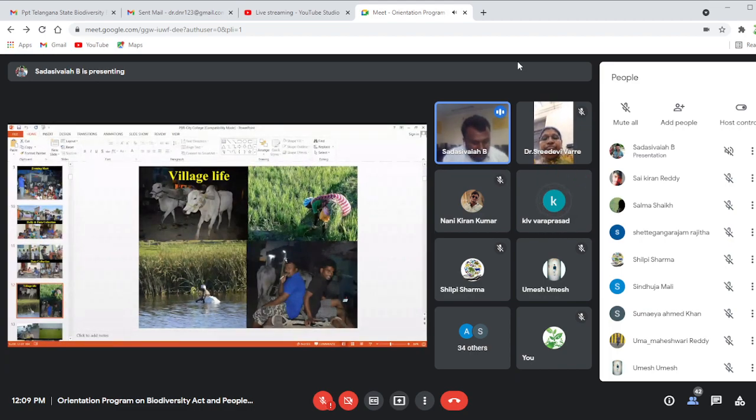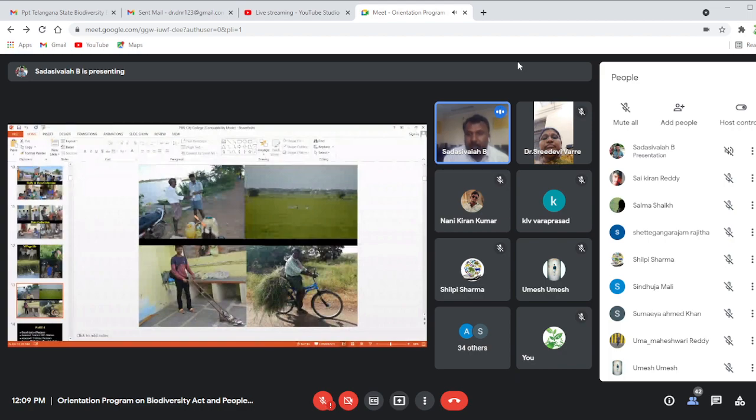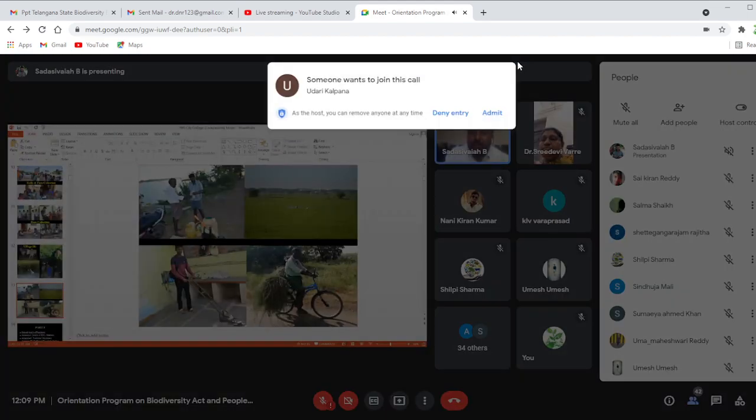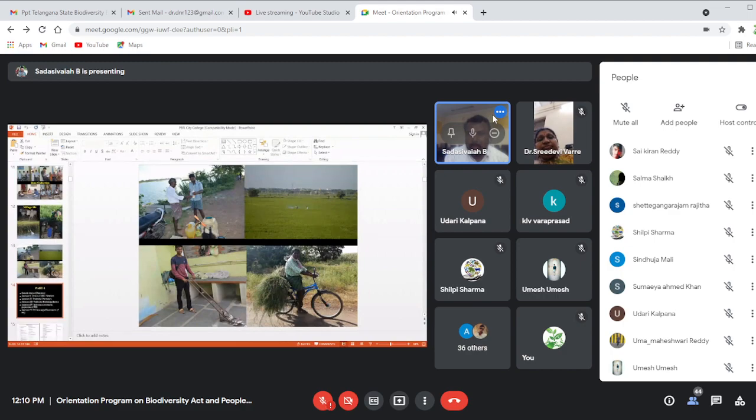Sir, this is the life of that particular village we recorded through photographs. How they are walking from morning onwards to evening, and how they are involved in their works, either agriculture work or fishing or any other works.